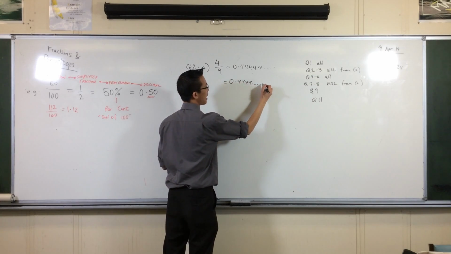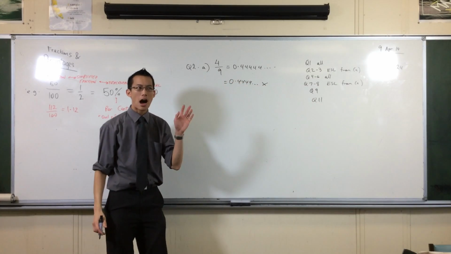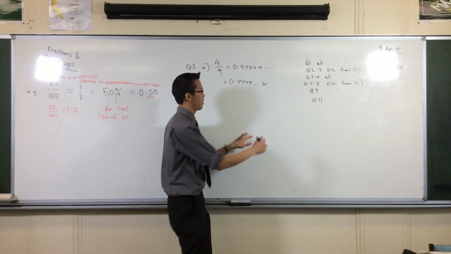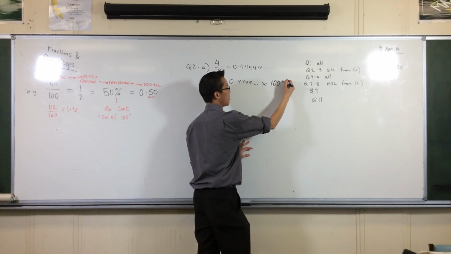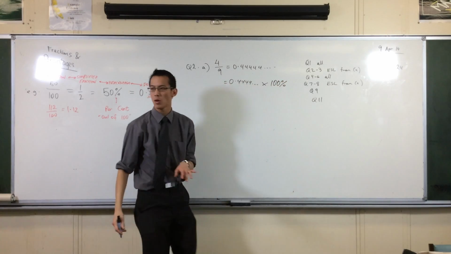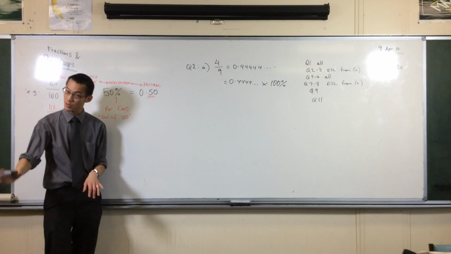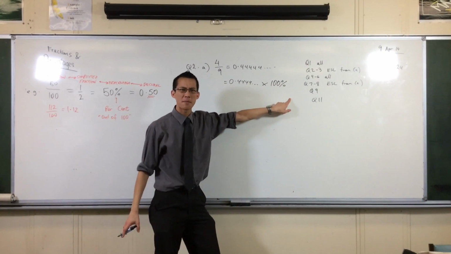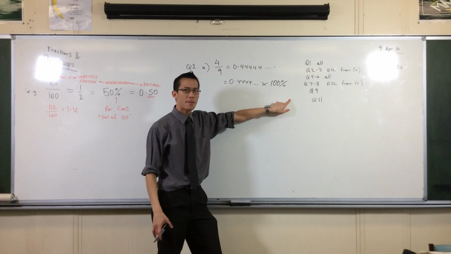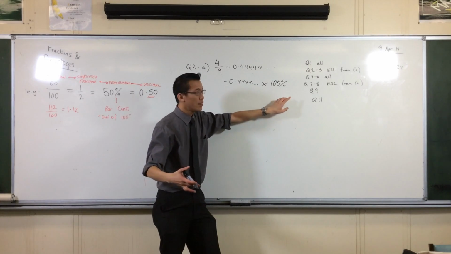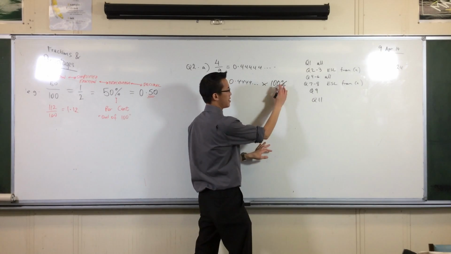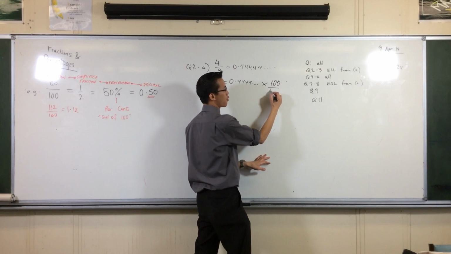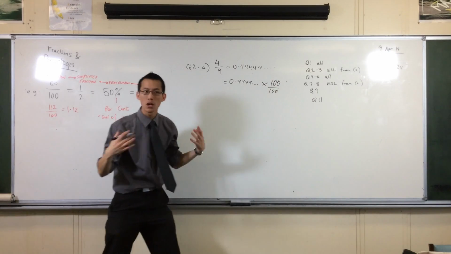I'm going to multiply by 100, well not 100 on its own. I'm going to multiply by 100%. Now here's why. Okay, just watch. What is percent? 100%, right? What does percent mean again? It means out of 100, right? So what I'm really multiplying by is 100 over 100. That's just 1. So I'm not changing the number.